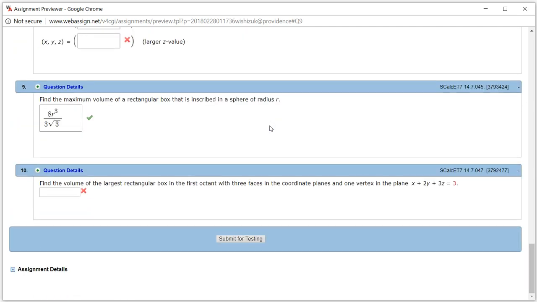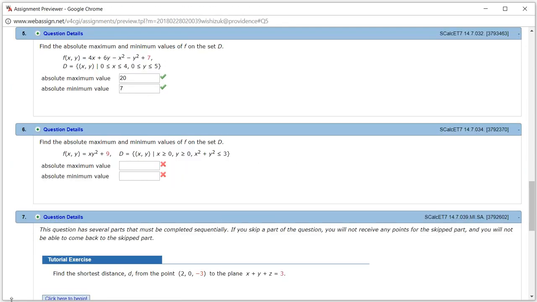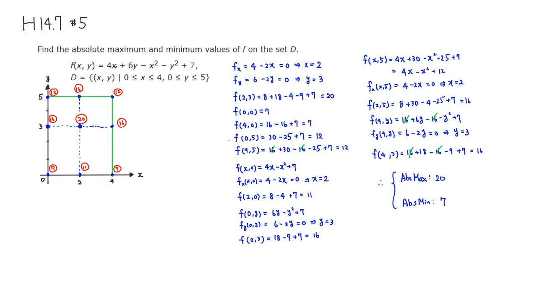All right, so let's check the answer. Submit for testing. It came back and looks like we got this one correctly. All right, that's it. I hope that this was clear.